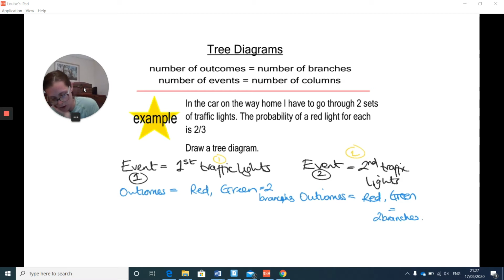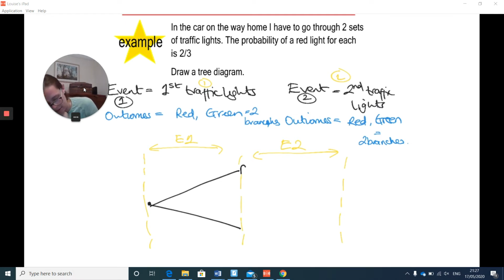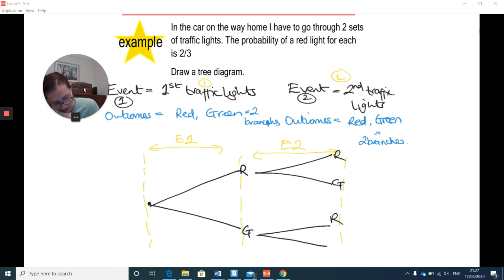Okay, so let's look at what I mean when I say that. Well, 2 columns look like this. There is column 1, so that's event 1. And there is column 2, so that's event 2. Okay, and in each of these columns, there are going to be 2 branches. So I start here and I've got 2 branches because I could have red or green. And again here, each of these are going to span out to give 2 branches. Red and green again, red and green again.